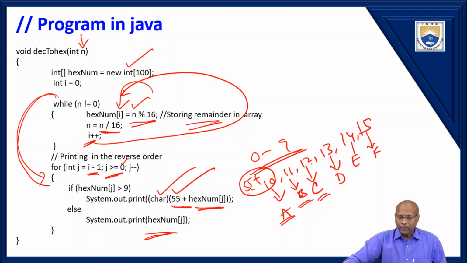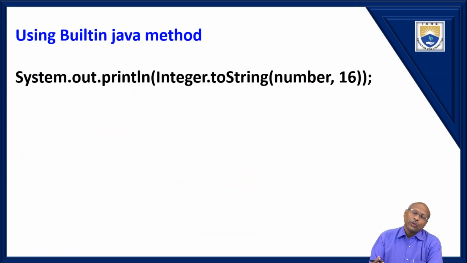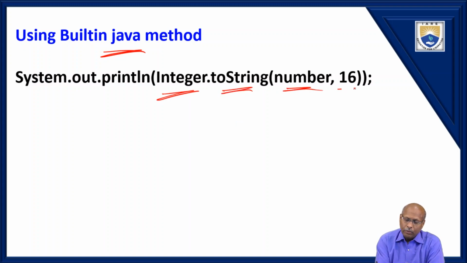Now, we will write a program for this. And if at all you want to write the same thing using a built-in method, Java supports one built-in method, so there is no need to write even the logic. In the Integer class, there is a method called toString. It will convert the number into a hexadecimal string. So, in this way also you can write. Now, let us write a program for this.